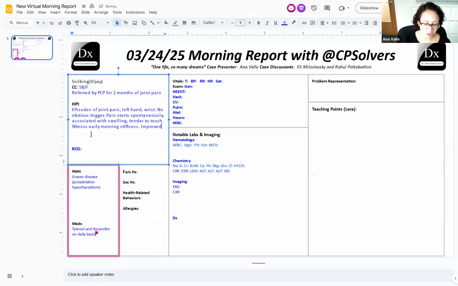She's also noticed that sometimes when she's typing on her keyboard at work, her left pinky, her fifth digit, and her thumb in her left hand can become stuck, and she has to use her other fingers to move it back. There are no associated skin changes over her hands.